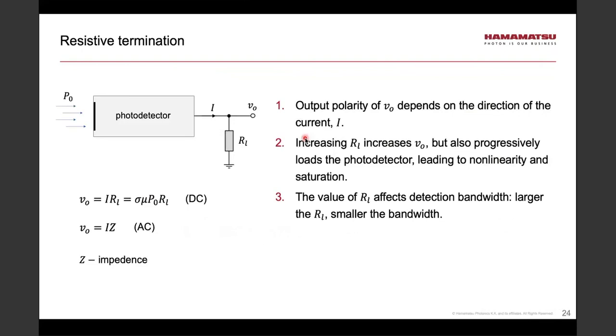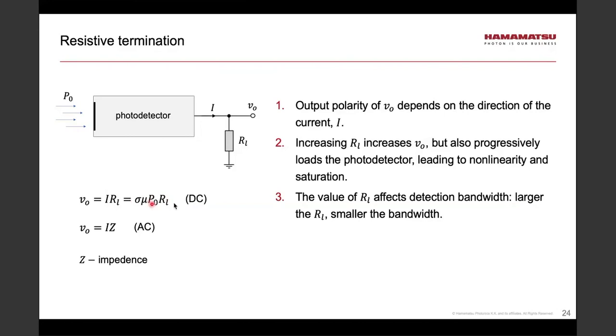So therefore, probably the easiest conversion of current to voltage is to use resistive termination. I put the load resistor R sub L here between the anode and the ground. Therefore, the output voltage becomes current times RL. But this current I is the photocurrent, which is equal to sigma mu P0, times RL.